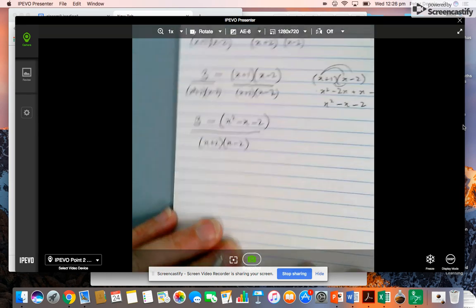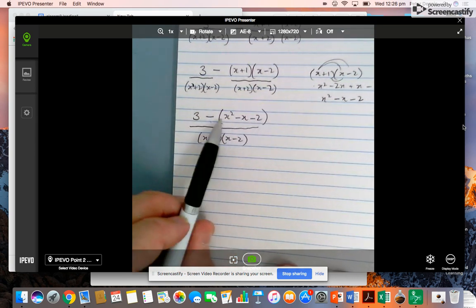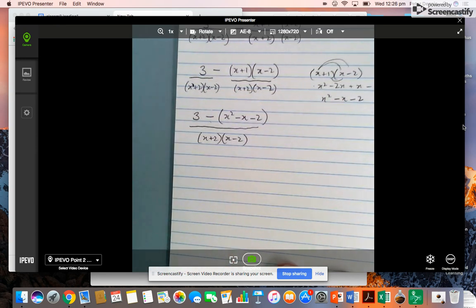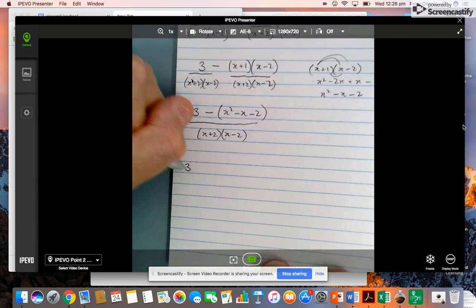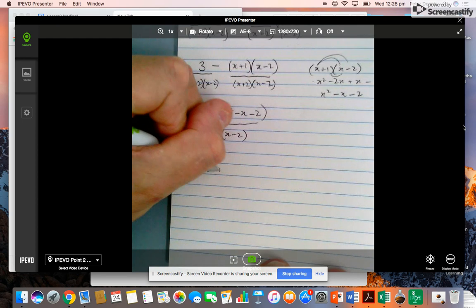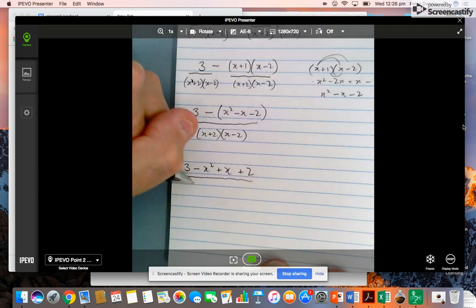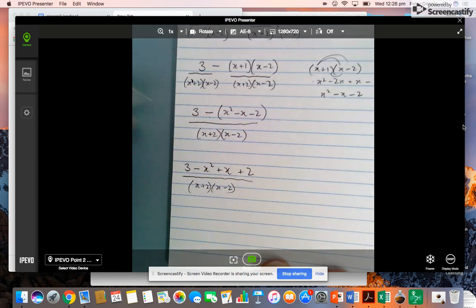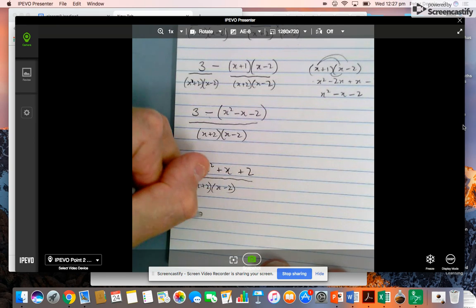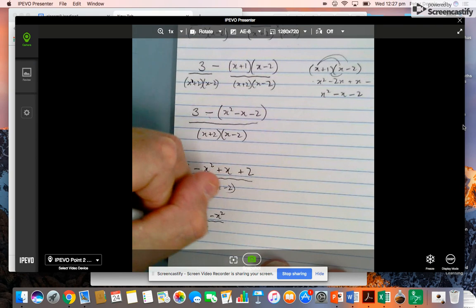And this is where that minus sign becomes a bit nasty, because it's minus all of this, and lots of students always forget that. So I'm sure Alan will slip that into a test somewhere probably. 3 minus x squared plus x plus 2, because this minus affects everything in the bracket, over our common denominator of x plus 2, x minus 2. And then again, you just collect like terms. So that's 5 plus x minus x squared all over the x plus 2, x minus 2.